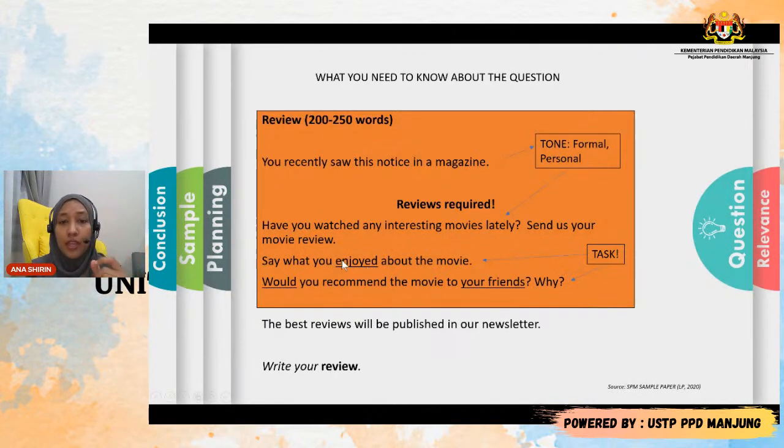So I know that for this one, my tense is actually the past tense. Some reviews might ask the question in the present tense, so you have to look at the question to derive your tense. I also know that this one is formal yet personal because you are writing this in a magazine. Remember, when the scope is beyond your classroom, when you write for a magazine for worldwide or nationwide, then the tone will somewhat become formal. But because this is your favorite movie, it will also be personal.